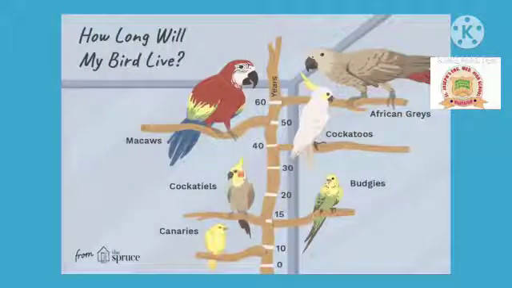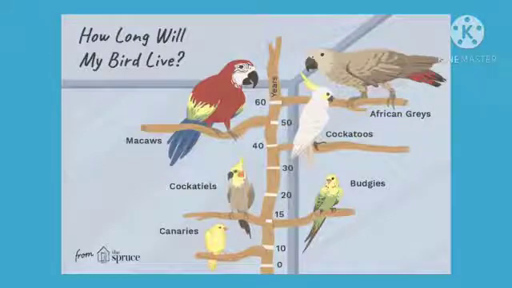Some parrots like canaries can live about 10 years, means survive about 10 years. And parrots like cockatoos can survive 20 years. Macaws survive up to 50 years. And the African greys can survive 60 years. These are all species of parrots, which means birds can survive. Some birds have a minimum lifespan and some have a maximum.